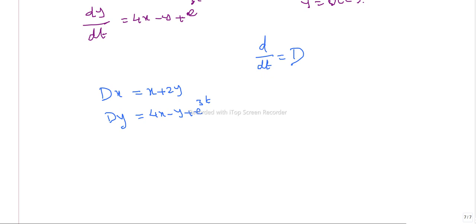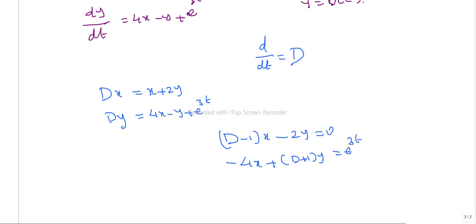Therefore the first equation becomes, you can take x outside, we have (D minus 1) times x minus 2y equal to 0 from the first equation. From the second equation, if you take this side, we have minus 4x, and if you take y outside, we have (D plus 1) times y equal to e^(3t). Okay, got it? Now this is an equation in two variables x and y. We have to solve this. How to solve this one? Maybe we can call this the first equation and this the second equation.